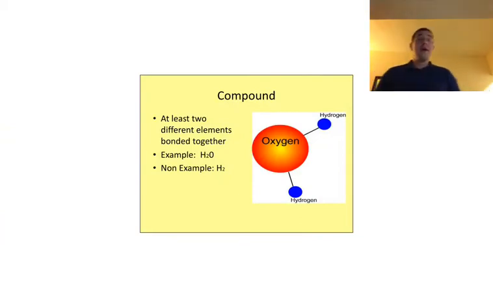Let's go ahead and talk now about what a compound is. Go ahead and write down the word compound and write down the definition. A compound is when you have at least two different elements bonded together. An example is H2O, water. A non-example is H2.